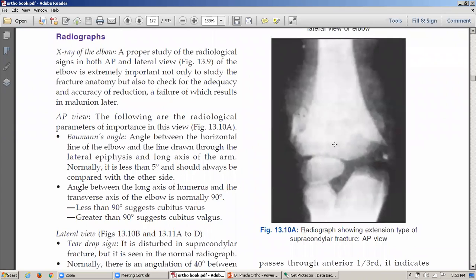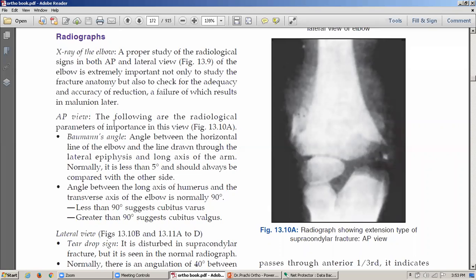And this radiograph shows the extension type of the supracondylar fracture, in AP view. A proper study of radiological signs in both AP and lateral view of the elbow is extremely important, not only to study the fracture anatomy but also to check the adequacy and accuracy of the reduction, the failure of which results in malunion.